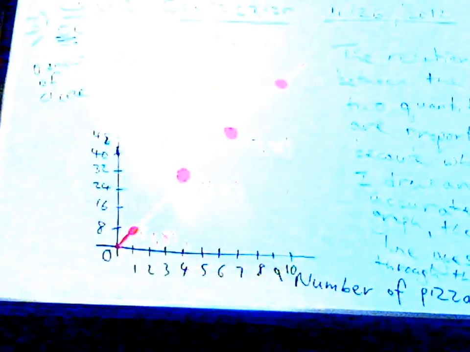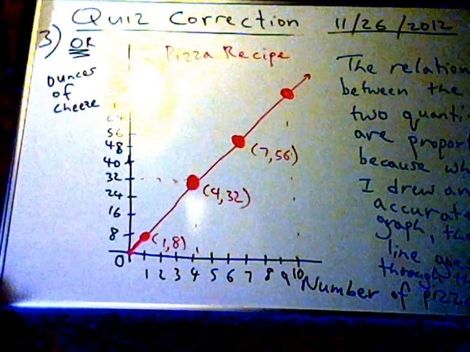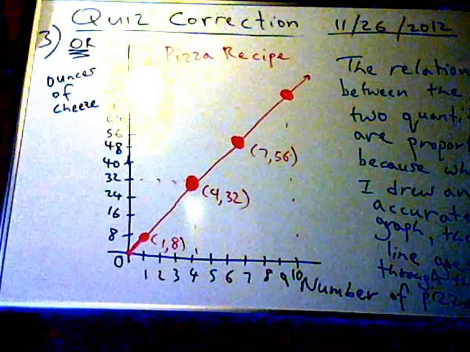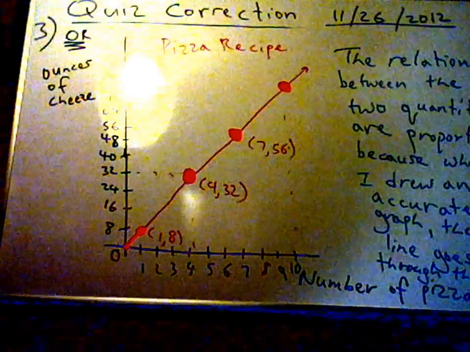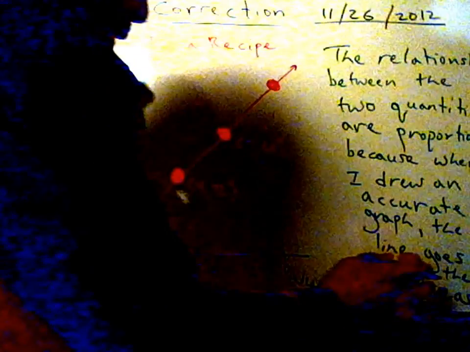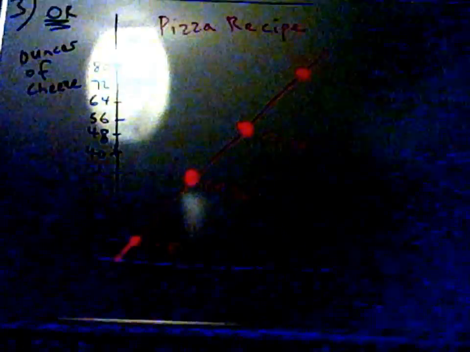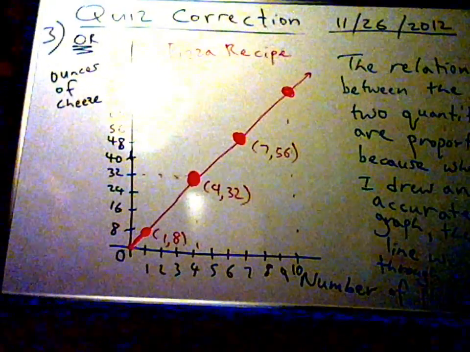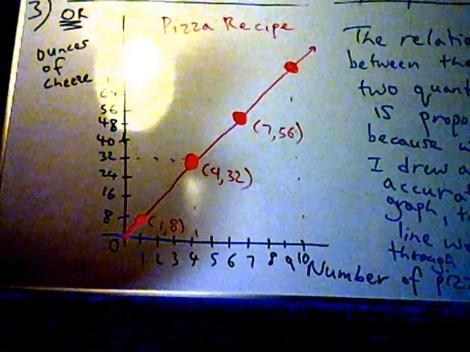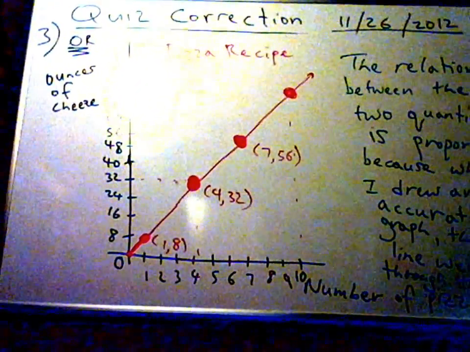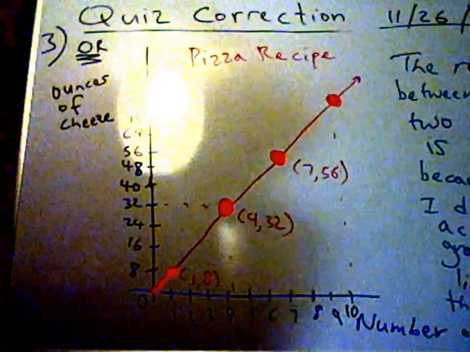Again, the relationship between the two quantities is proportional, because when I drew an accurate graph, the line went through the origin. Again, the relationship between the two quantities is proportional, because when I drew an accurate graph, the line went through the origin. Okay?